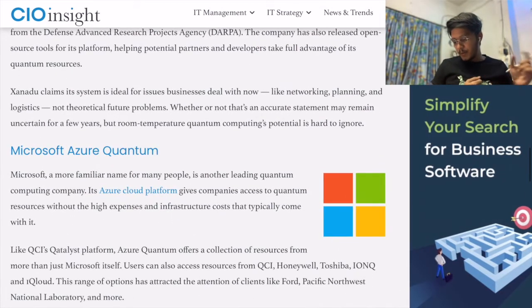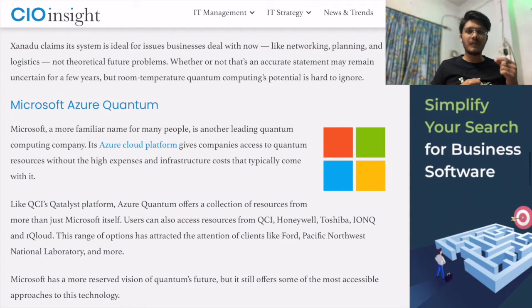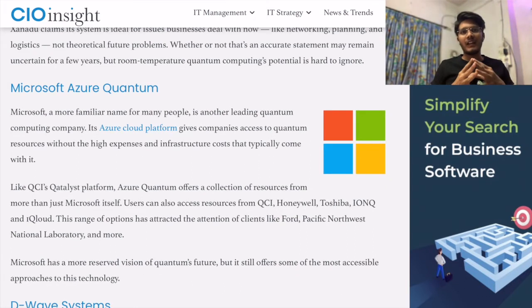Now, another popular name in the quantum computing world is Microsoft Azure Quantum. Same as IBM Cloud, they are also offering quantum computing services on Azure Cloud, where they offer different resources, and people can also use different hardware from QCI or Honeywell, companies which are also working on this.